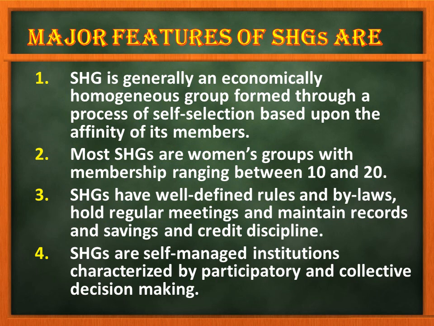Most SHGs are women's groups with membership ranging between 10 and 20. SHGs have well-defined rules and bylaws, hold regular meetings and maintain records and savings and credit discipline. So each and every SHG has well-defined rules and bylaws, and they conduct meetings regularly and maintain the records and savings and credit discipline. SHGs are self-managed institutions characterized by participatory and collective decision making. Not a single person will make the decision, it is collective decision making.